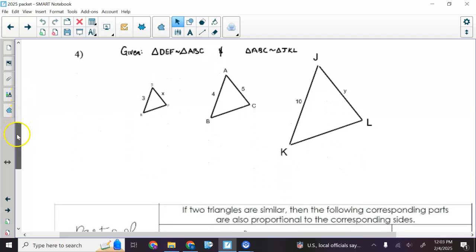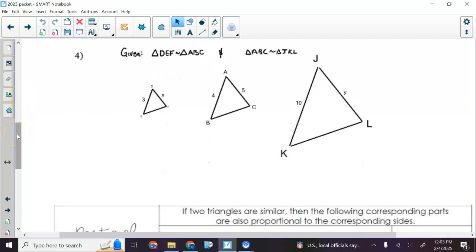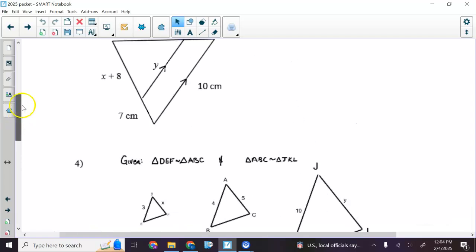These are involving the similar triangles. So go ahead and do 1 through 4, pause the video, and then you can come back to check your answers.